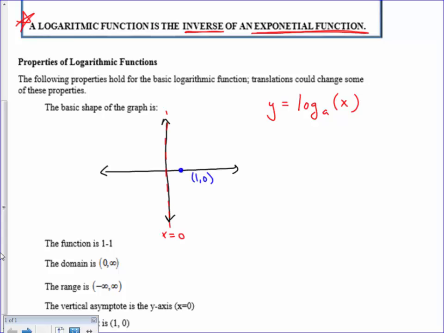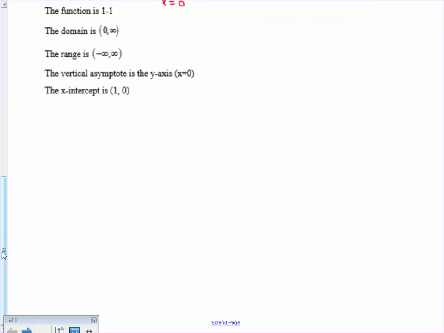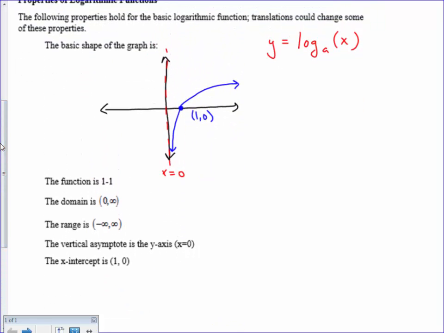The graph draws close to the negative y-axis and then above the x-axis shoots up and to the right. A couple of things to notice about a logarithmic function's graph. The graph is 1 to 1, so the function's 1 to 1. We see that the domain is everything from 0 to infinity. Notice that 0 is not included because x equals 0 is a vertical asymptote. The range is negative infinity to infinity.